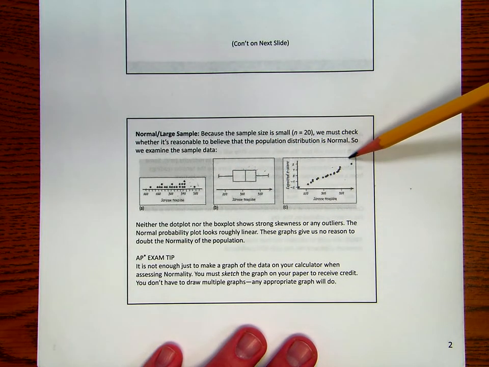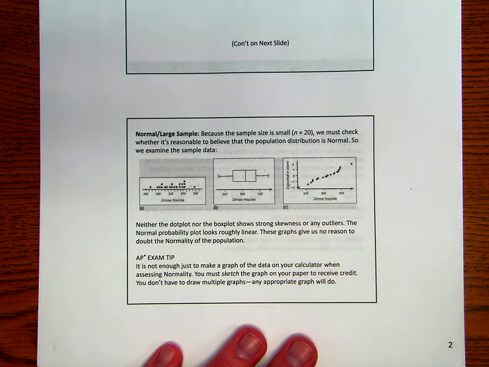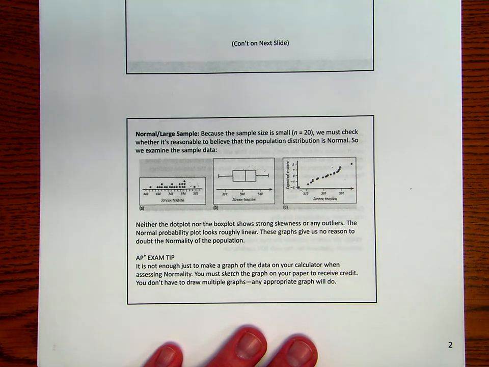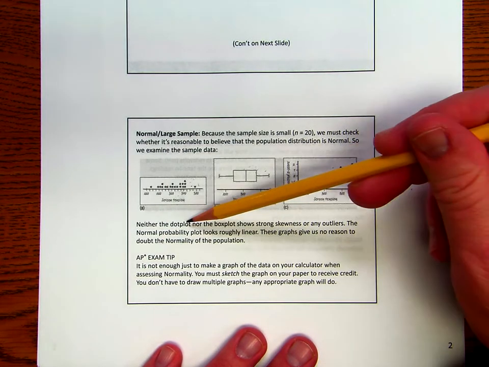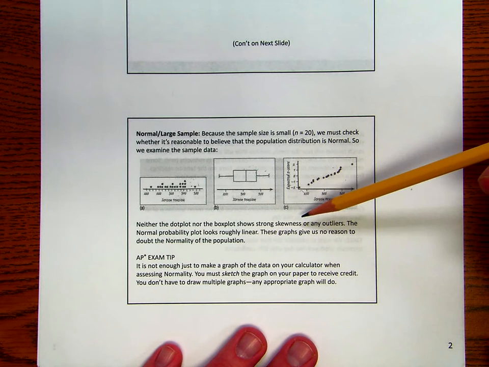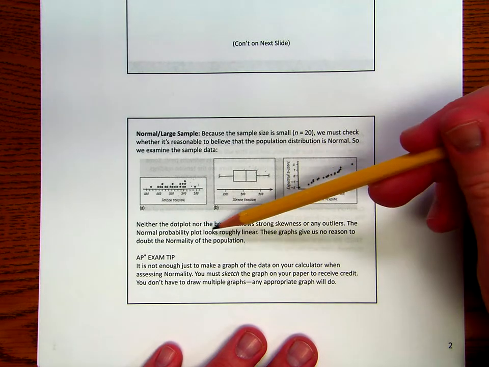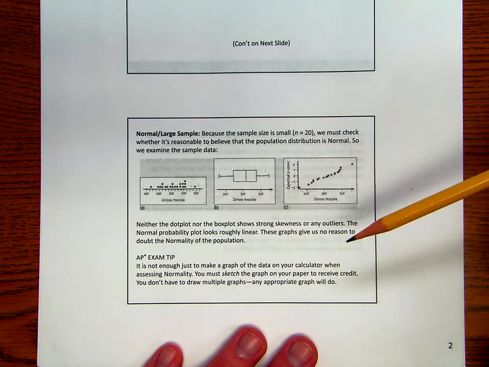If you're working off a normality plot, remember you're looking for a roughly linear line here. If that's not roughly linear, then that gives us reason to doubt the normality. Okay, so how do we word this? Neither the dot plot nor the box plot show strong skewness or any outliers. The normal probability plot looks roughly linear. These graphs give us no reason to doubt the normality of the population.